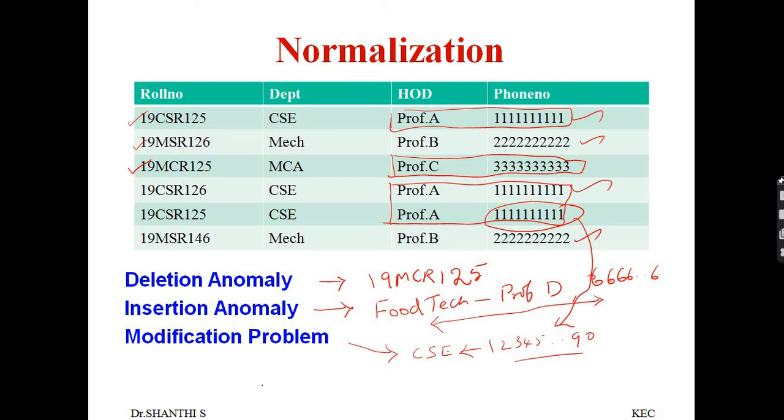Now the database is in an inconsistent state. We don't know which phone number is the contact number of Professor A. So this is an inconsistent state. This is the consequence of duplication or redundancy in the table.